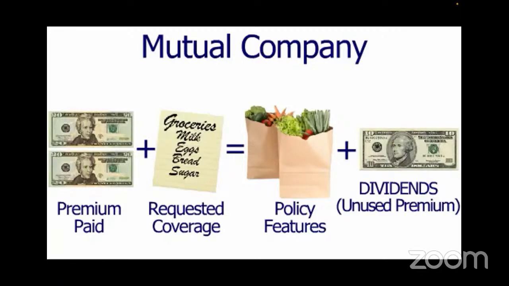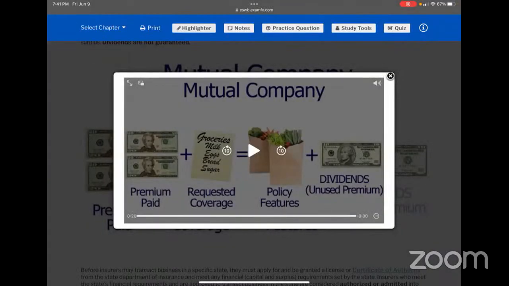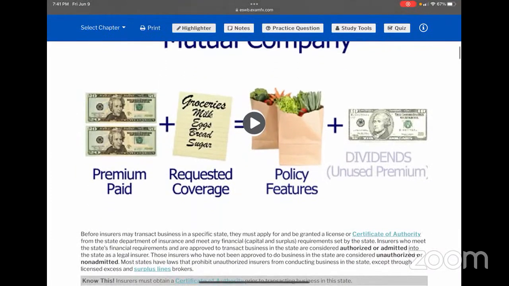But then the dividends are the unused money. So if the son goes to the grocery store and buys the groceries, but it was less than the money he had to spend, then he gives his mom back the change. That's all the dividends are. That's unused premiums. So that was a phenomenal example. I like how they put that. The change left over.